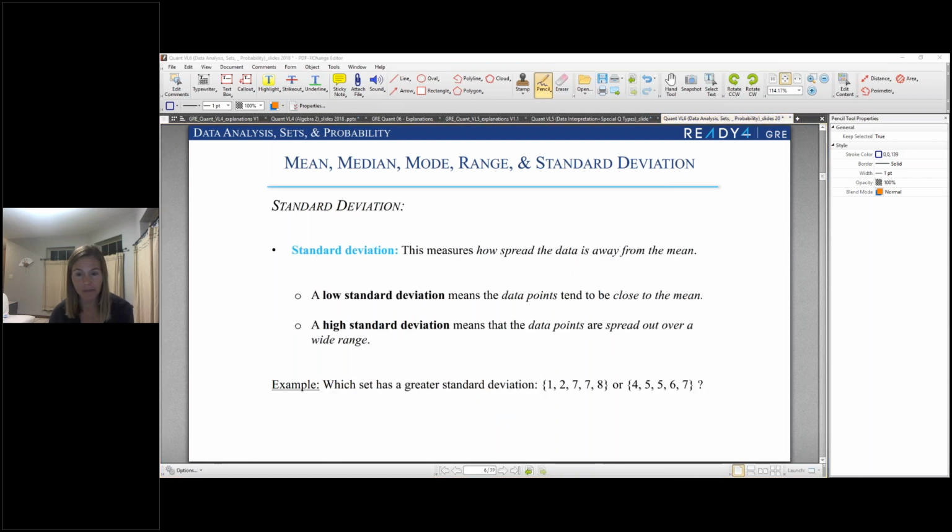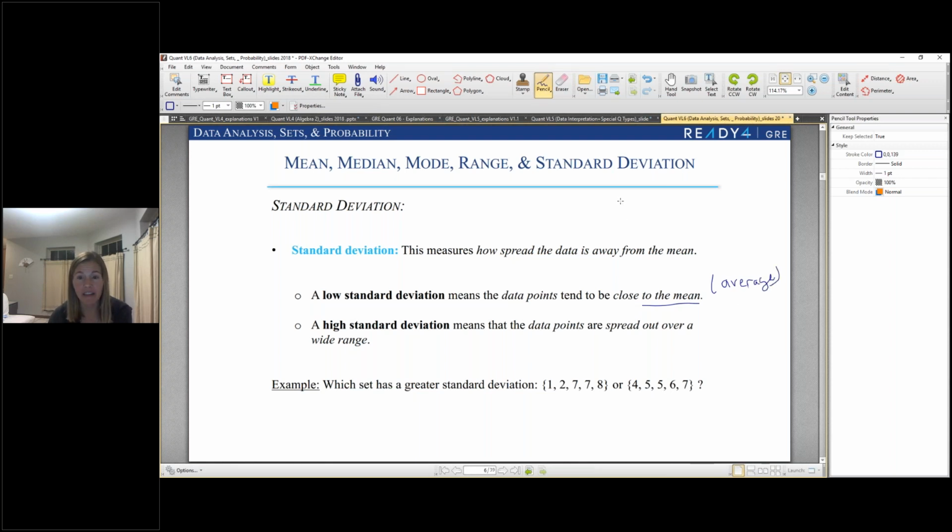The standard deviation is not something you have to calculate on this test. The only thing you need to know about standard deviation is it measures how spread out your data are. Okay, a small standard deviation means close to the mean. A high standard deviation means spread out from the mean. So you figure out what your average or your mean is, and then you decide, are my data points really close to that or really far from that?